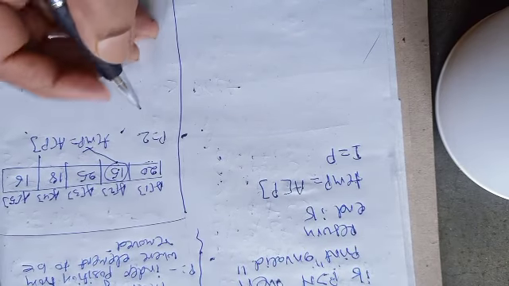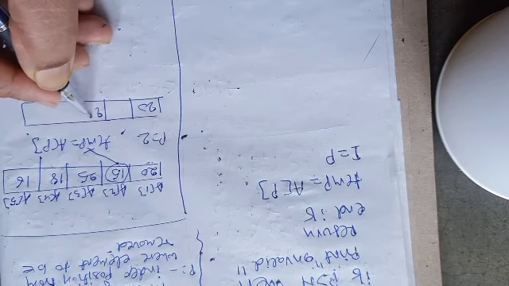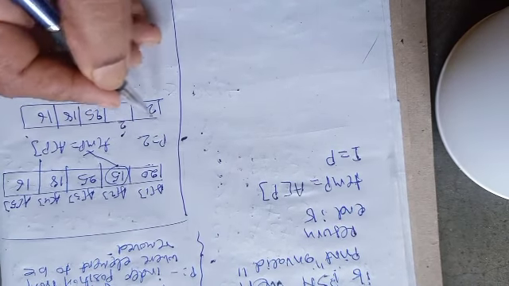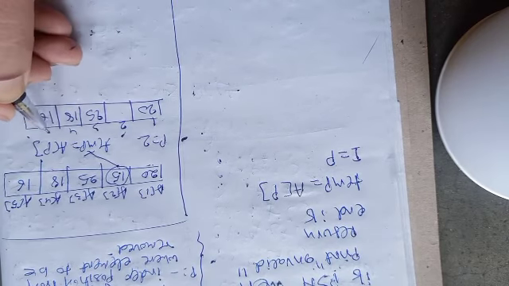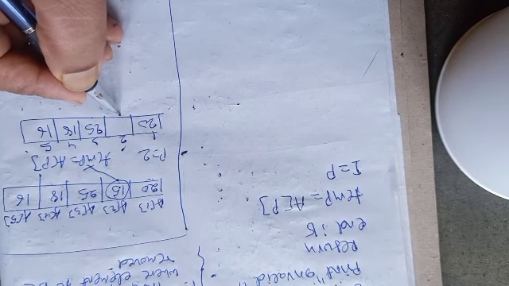So this position becomes vacant. 20, then this is the vacant 25, 18, 16. Now this position is 2, this is 1, this is 3, this is 4, this is 5. So what is required? The value A3 will be shifted to A2.